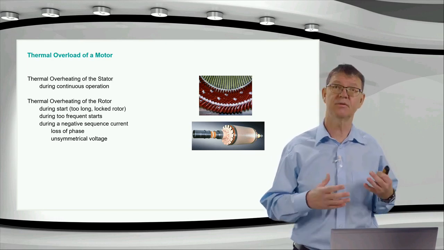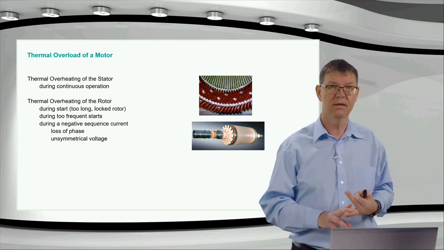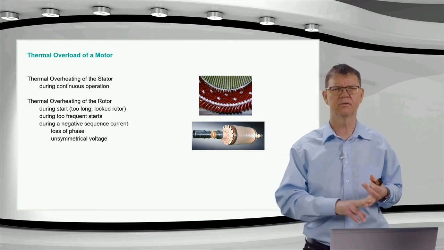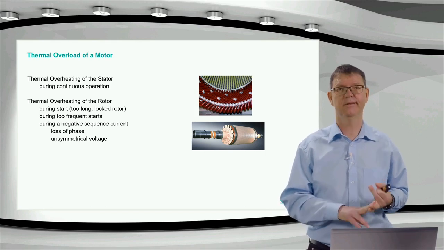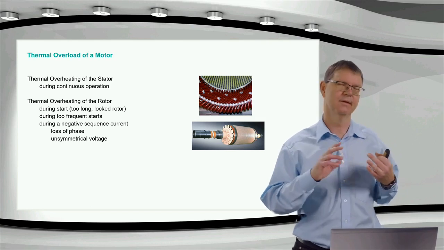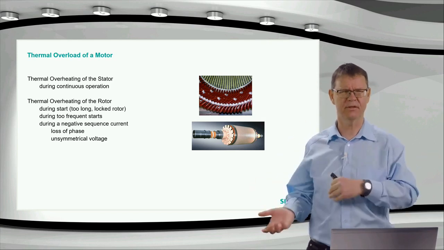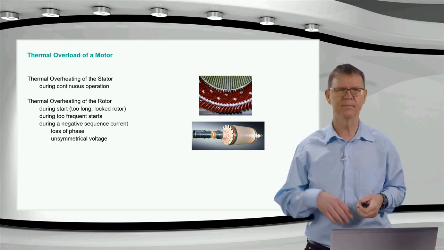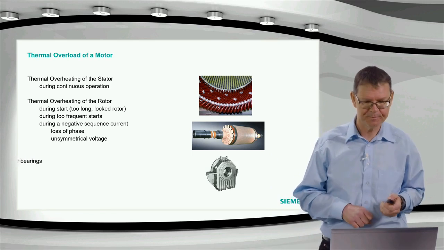And then there is another stress of the rotor. This is the negative sequence amount of current. Here, it's already a relatively small share of negative sequence current that heats up the rotor. This has to do with the equivalent circuit of the rotor, but let's save that for the second session in May, because let's concentrate first on the stator.